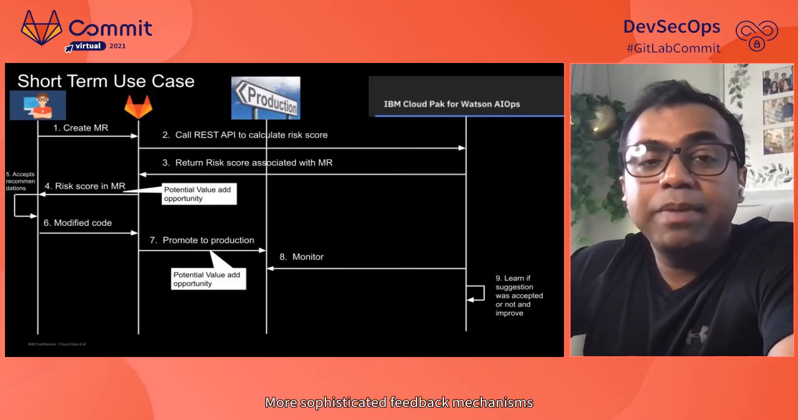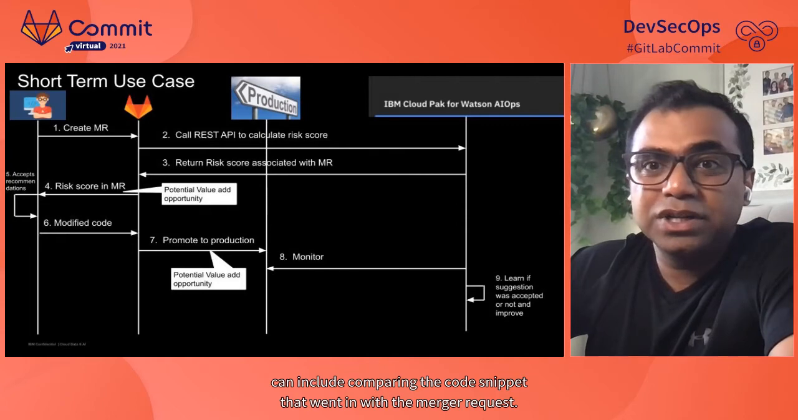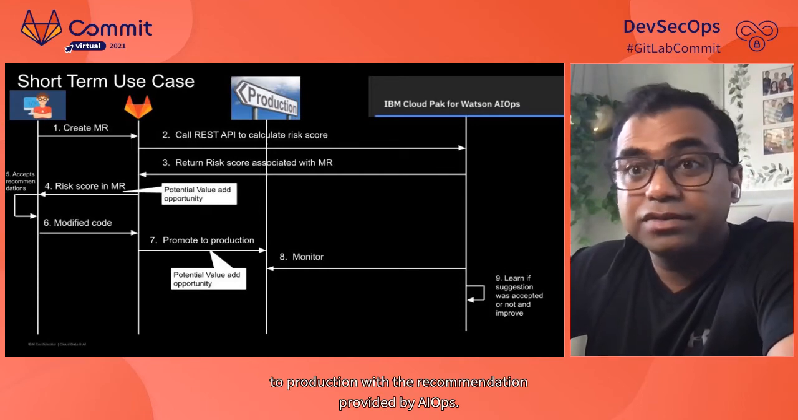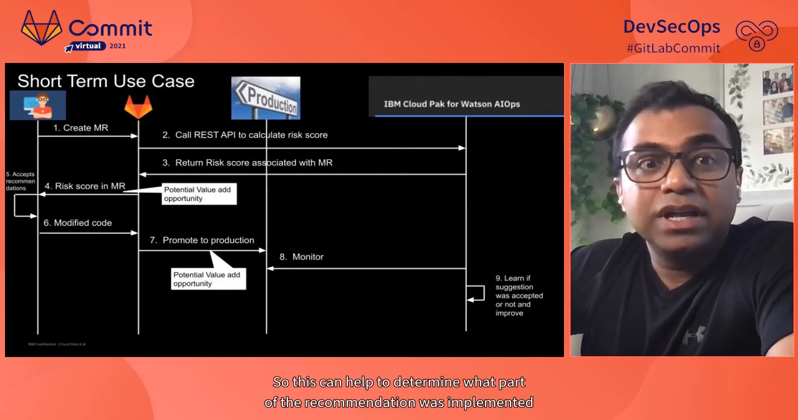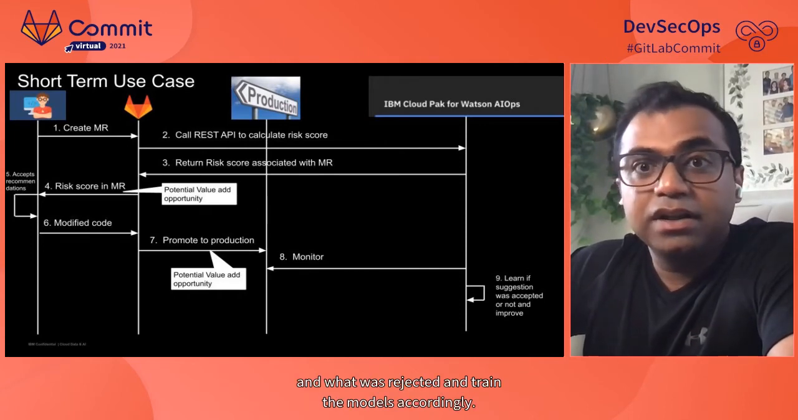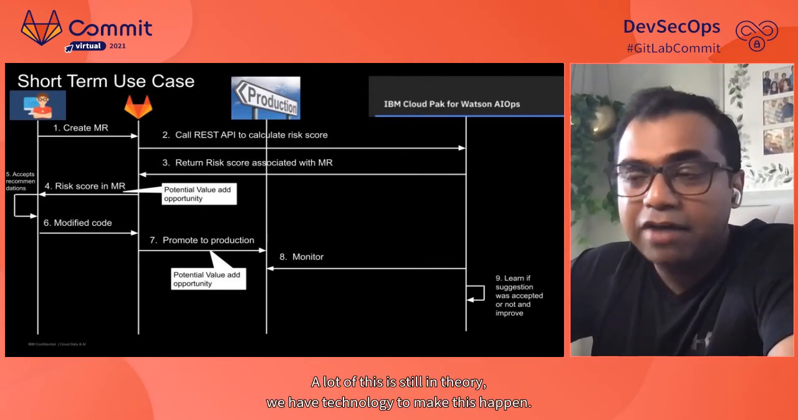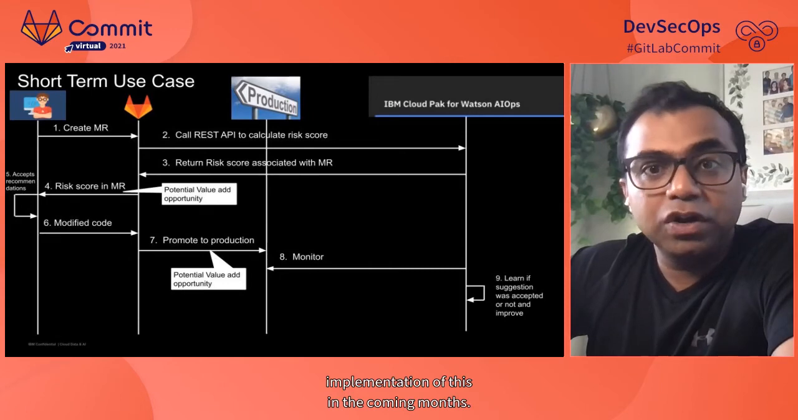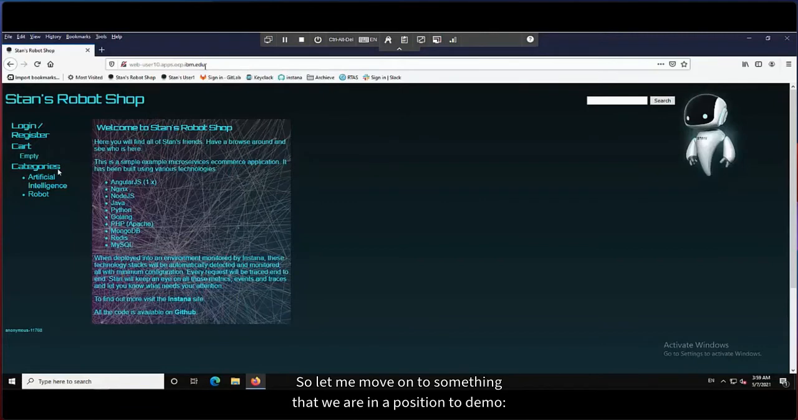More sophisticated feedback mechanisms can include comparing the code snippet that went in with the merge request, whatever changes or the change set that was promoted to production, with the recommendation provided by AIOps. So this can help to determine what part of the recommendation was implemented and what was rejected, and train the models accordingly. A lot of this is still in theory. We have the technology to make this happen. We hope to achieve a meaningful implementation of this in the coming months. So let me move on to something that we are in a position to demo.